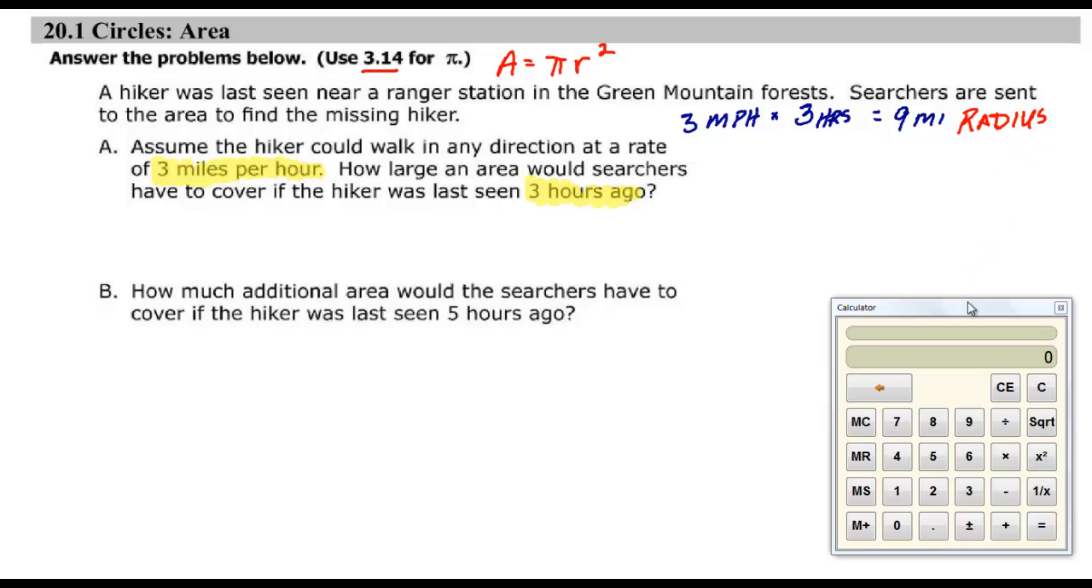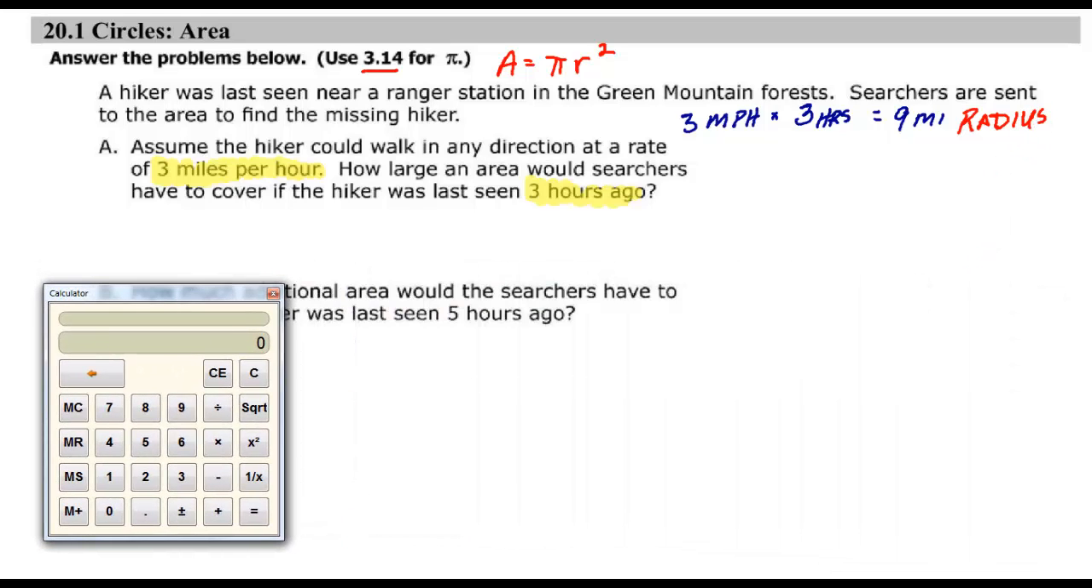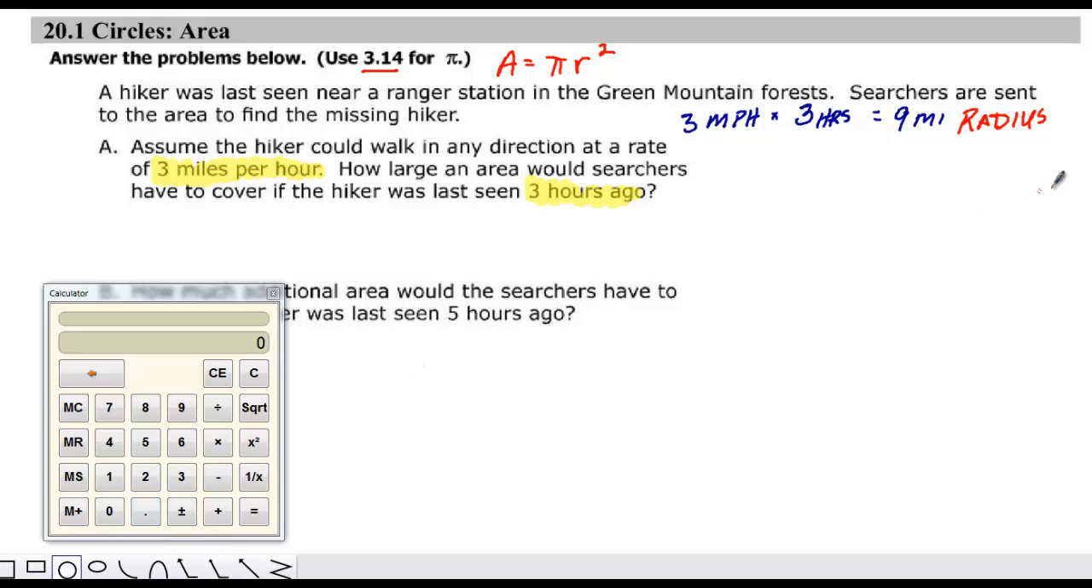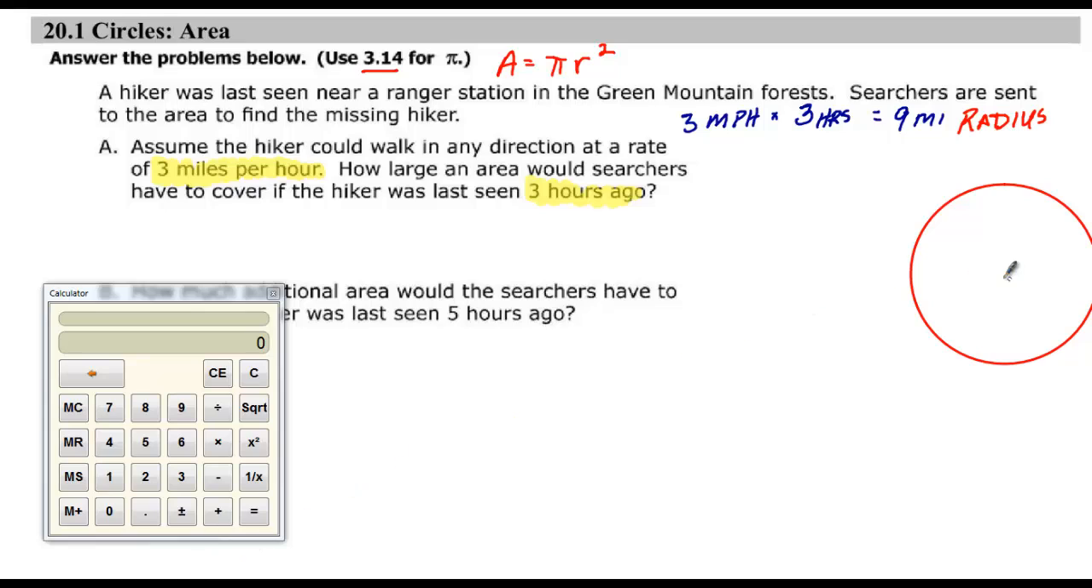of the circle. Let me move the calculator out of the way for just a minute and demonstrate why that's the radius of the circle. So here is a circle. And this circle is going to represent the potential search area. Here is where we know the hiker began. The hiker could have traveled 9 miles in this direction, or in this direction, or in this direction. Now, it's possible the hiker has traveled 9 miles and it looks something like that. But that'll put us inside this area. We don't know what that looks like.